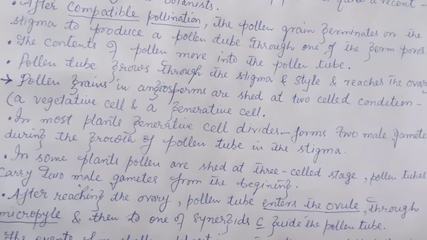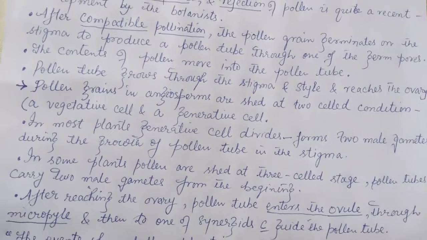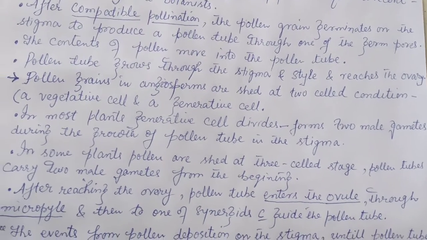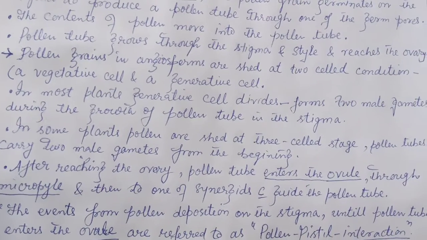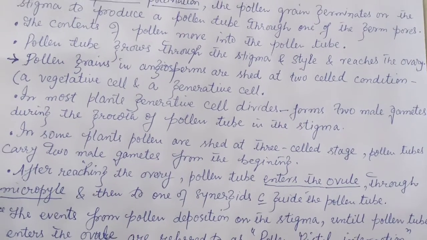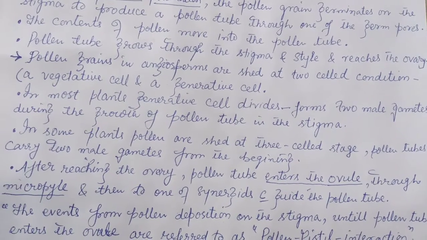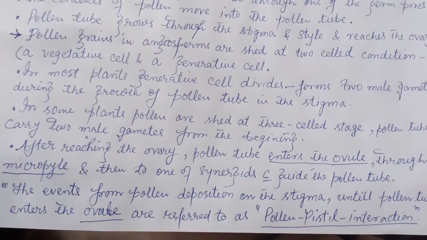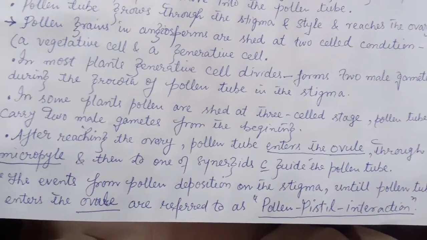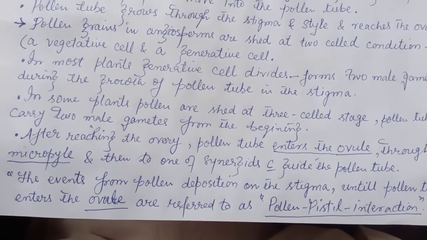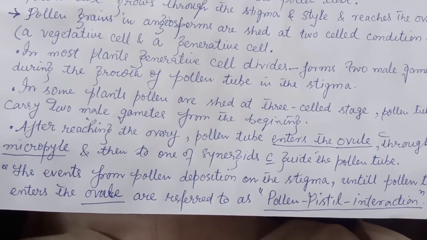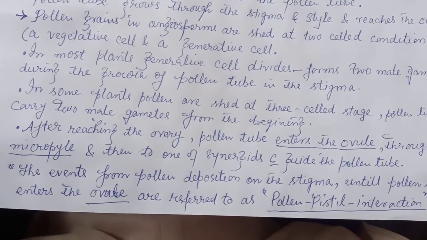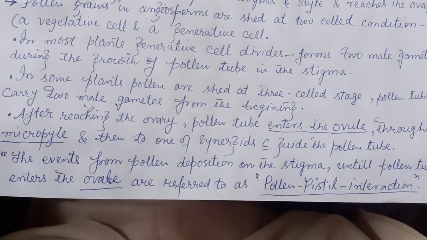In most plants, the generative cell divides and forms two male gametes during the growth of the pollen tube in the stigma. In some plants, pollen are shed at the three-cell stage, as the pollen tube carries two male gametes from the beginning. After reaching the ovary, the pollen tube enters the ovule through the micropyle and then goes to one of the synergids, which guides the pollen tube where it has to deposit the male gamete.